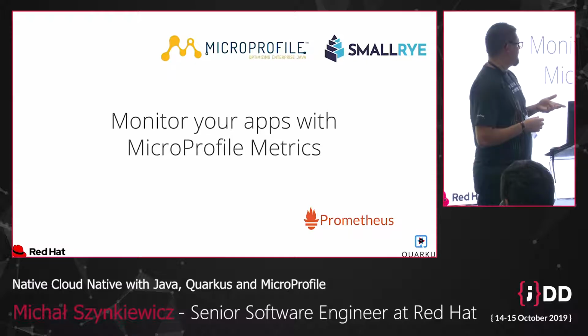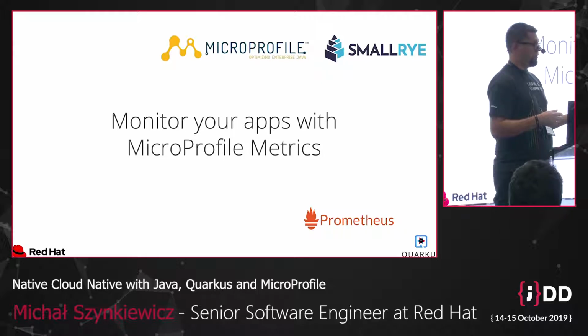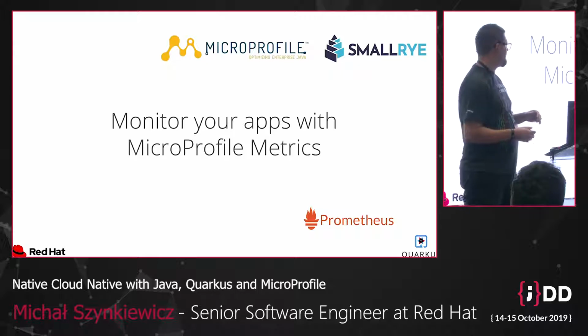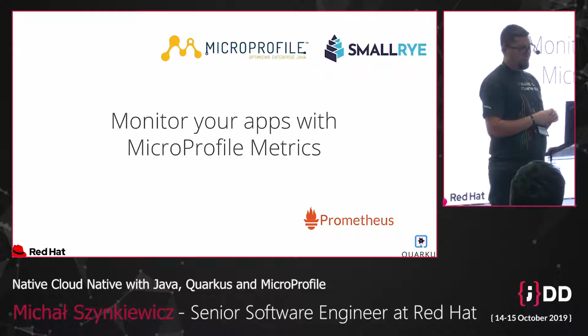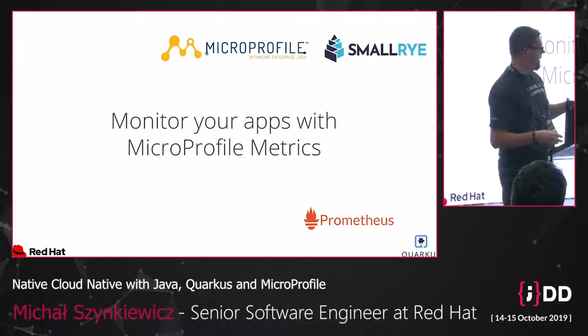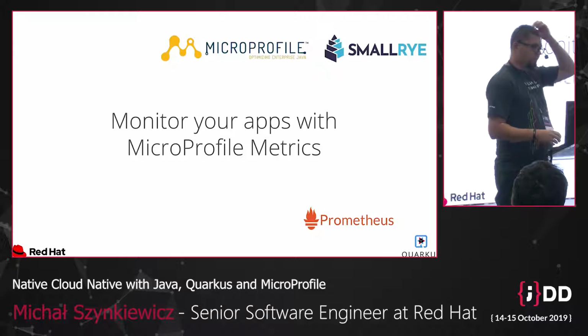Another specification is for metrics. MicroProfile Metrics by default would expose stuff like garbage collector stats, memory usage, or thread count, etc. But you can easily extend what's exposed, and you can gather all this information in a Prometheus server.